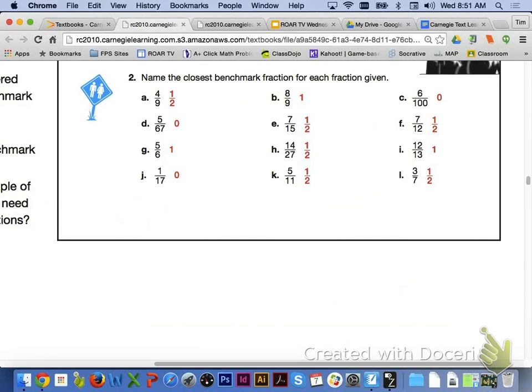For letter A, 4/9 would be closest to 1/2, B, 8/9 closest to 1, C, 6/100 closest to 0, D, 5/67 closest to 0, E, 7/15 would be closest to 1/2, F, 7/12 also closest to 1/2, 5/6 for letter G closest to 1, for letter H, 14/27 closest to 1/2, 12/13 for letter I closest to 1, letter J, 1/17 closest to 0, K, 5/11 closest to 1/2, and for letter L, 3/7 closest to 1/2.